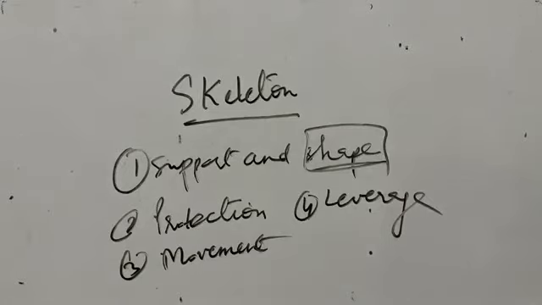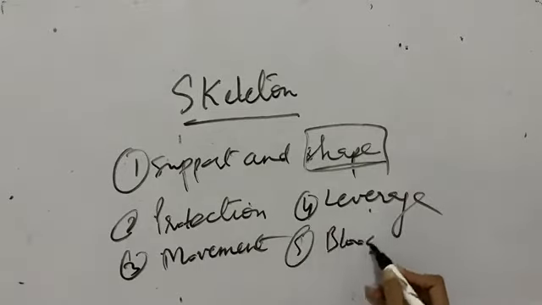Then all your blood cells, whether they are WBCs or RBCs, they all are formed inside the bones. And the bones are a storehouse of calcium and phosphorus. All the calcium and phosphorus, that is the minerals, are stored in the bones.